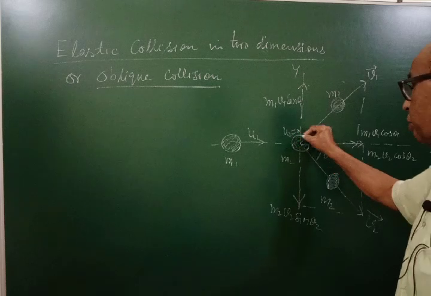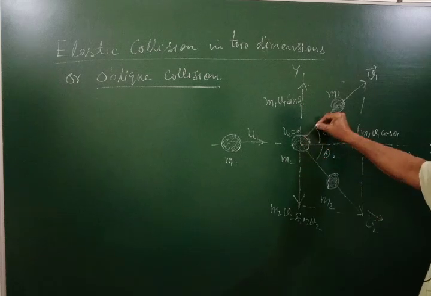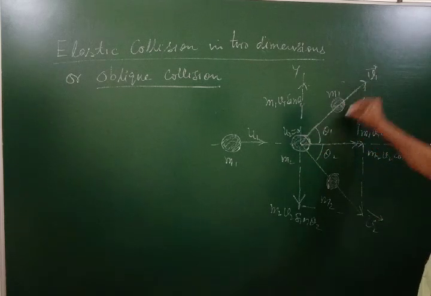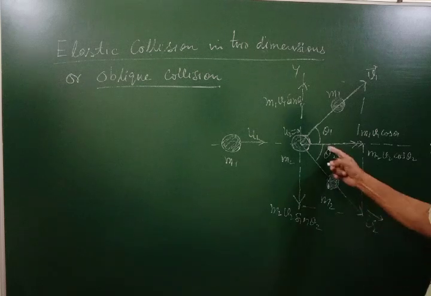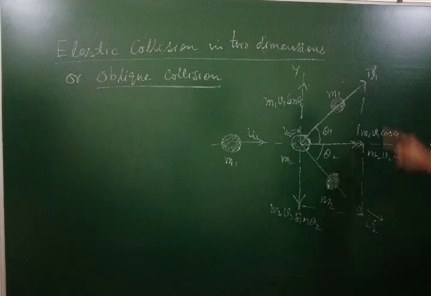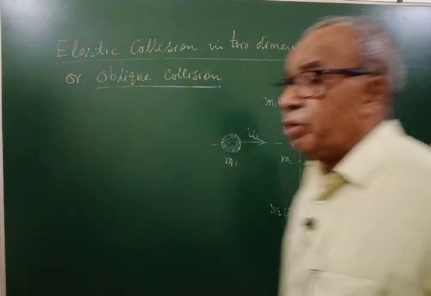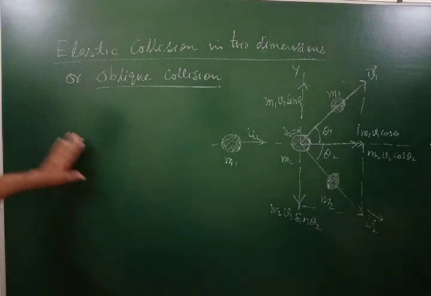Here in the figure, a body of mass m1 moving along the x-axis collides with mass m2 which is at rest, placed suppose at the origin. You can assume like that. After collision, mass m1 goes in this direction, making angle theta 1 with the x-axis. Mass m2 goes making angle theta 2 in this direction, and the velocities after collision are v1 and v2.